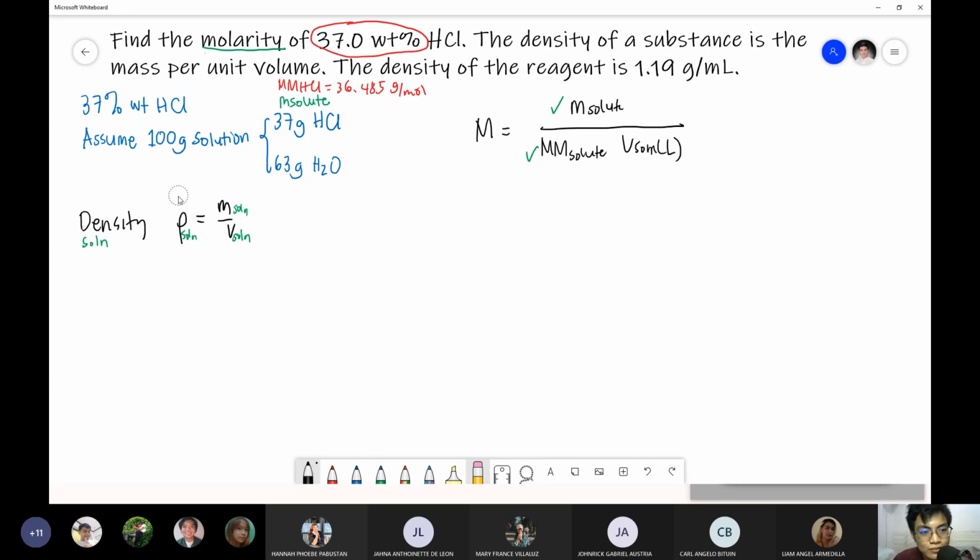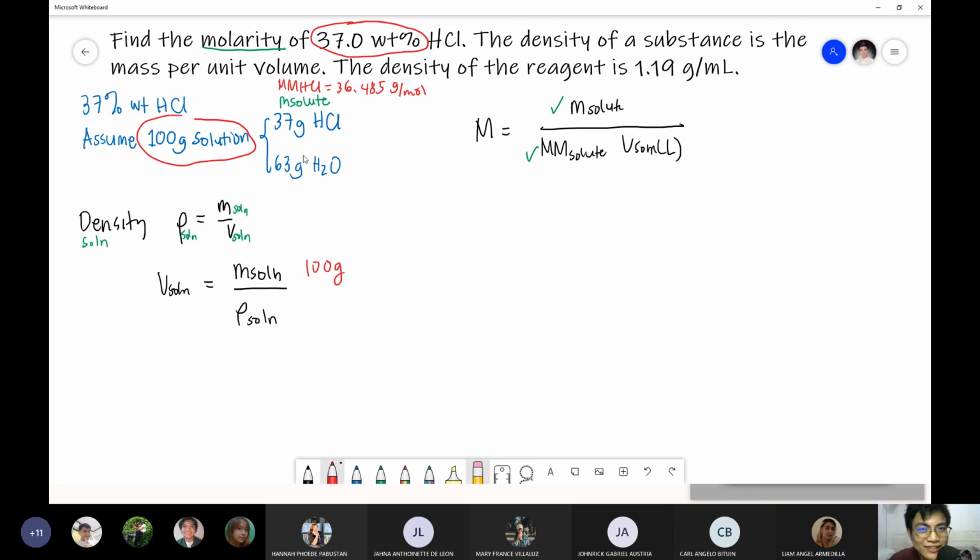Solving for the volume of the solution, we can rewrite the equation as the volume of the solution equals, cross multiply, mass of the solution divided by the density of the solution. Okay? Ayun. V equals M over D. Tama. Okay? Yeah, very good. What's the mass of the solution again? The mass of the solution is, again, 100 grams. Okay?